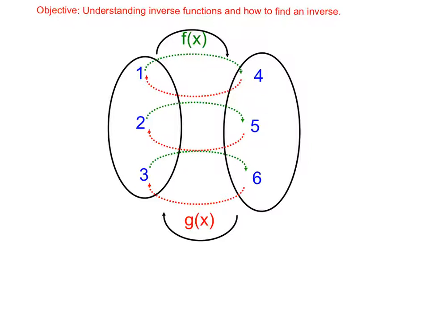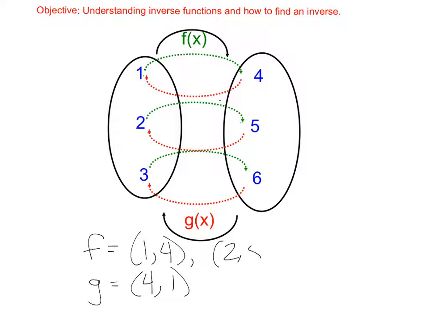If the inverse of f is g, then 1 brings me to 4, and 4 brings me back to 1. 2 brings me to 5, 5 brings me back to 2. 3 brings me to 6, 6 brings me back to 3. Notice, we're switching our x and our y. If f takes 1 to 4, then its inverse does the opposite. It takes that 4 and brings it back to 1. If my function takes 2 to 5, then the 5 has to bring me back to 2.